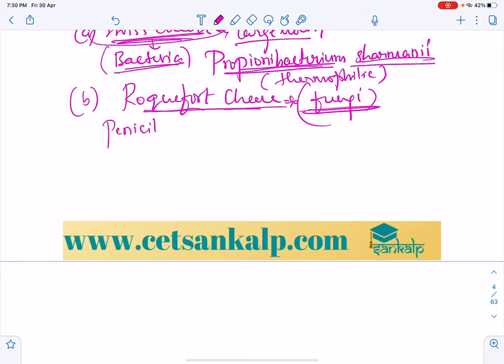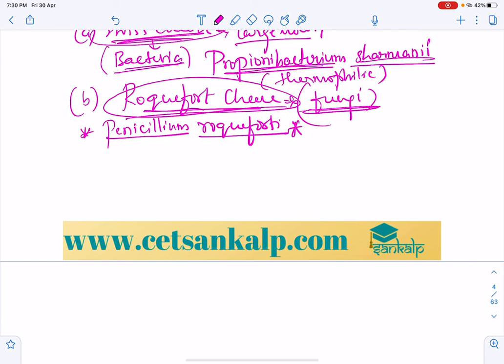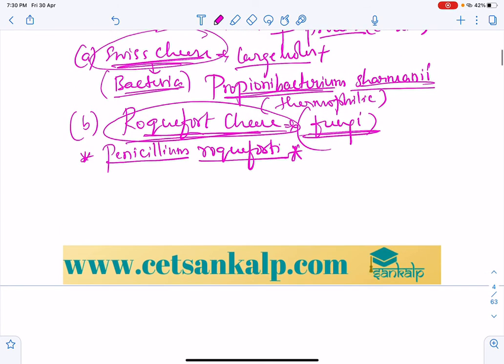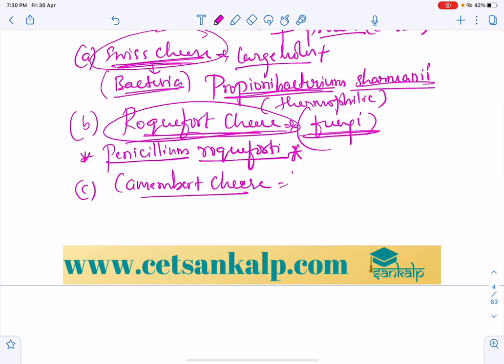That is Penicillium roqueforti. So this is used to obtain Roquefort cheese. They may ask a direct question. And one more, additional, which is not mentioned in the NCERT book: we can take Camembert cheese. So this is also obtained using generally the fungi.